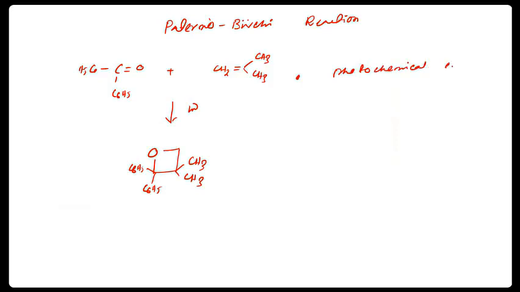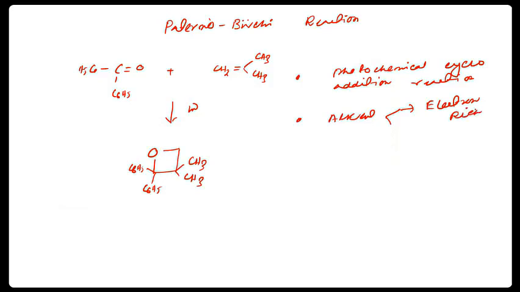Photochemical cycloaddition reaction. We see it's a cycloaddition of this carbonyl with these alkenes, and it's initiated by light. So the reaction takes place with alkene. The alkene may be electron rich, or maybe electron deficient.